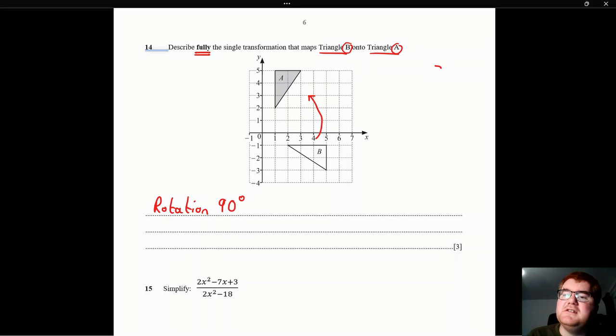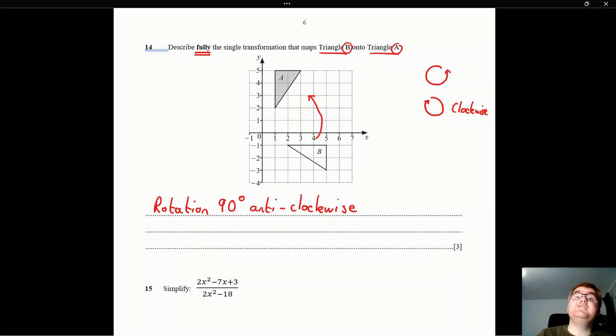So notice we need to decide either clockwise or anti-clockwise. Here we've got clockwise, following the clock, or we've got anti-clockwise. So we need to put in anti-clockwise here because we're going against the clock, so to speak. And then we need to decide the center of rotation, so where are we actually rotating from? So we need to determine that particular point.